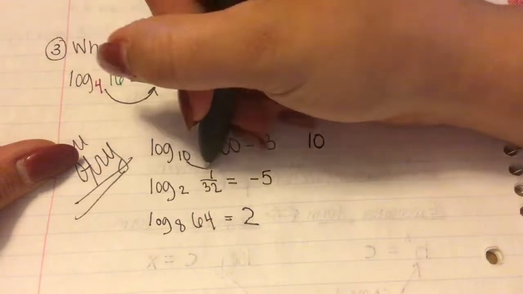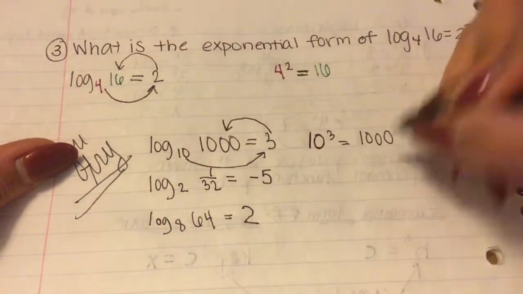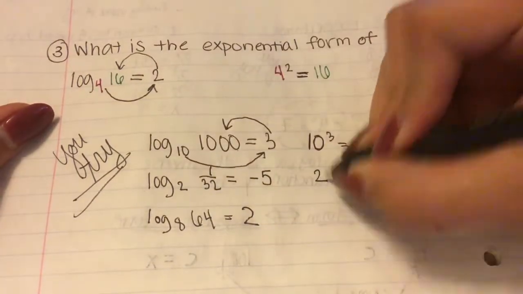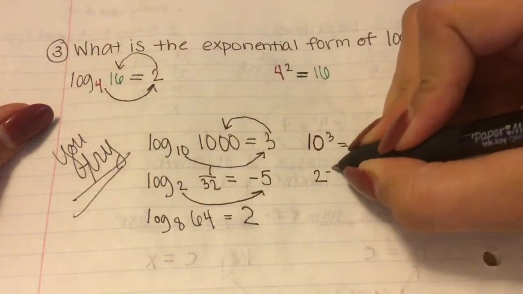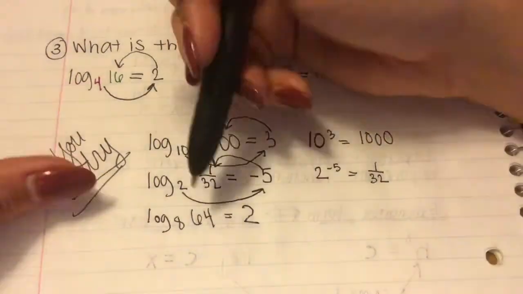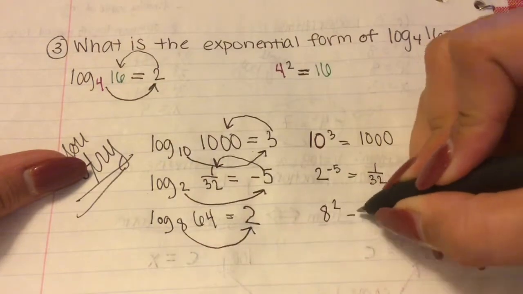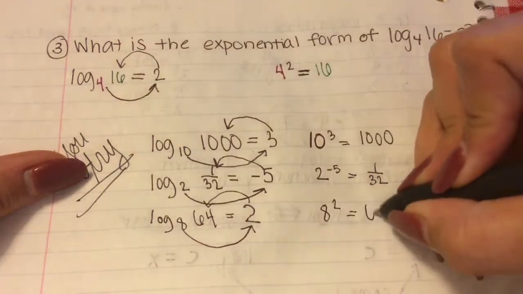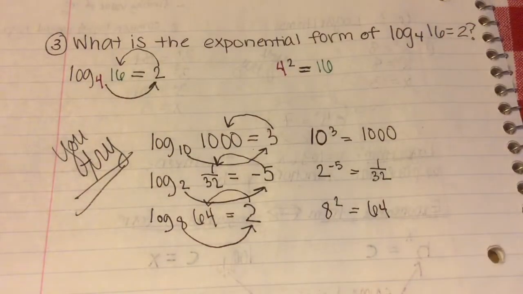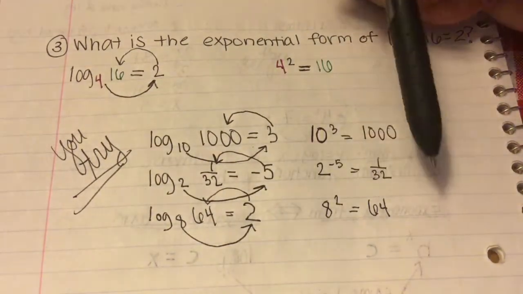10 to the third equals, finish up the circle, 1,000. Start at the base, 2. 2 to the negative 5 power, finish up the circle, equals 1 over 32. Start with the base. 8 to the second equals, finish up the circle, 64. All of these make sense. 10 to the third power is 1,000. 8 to the second power is 64.